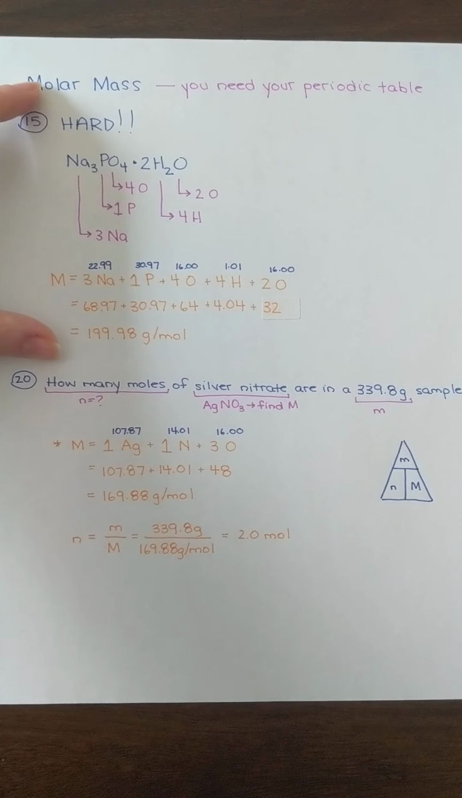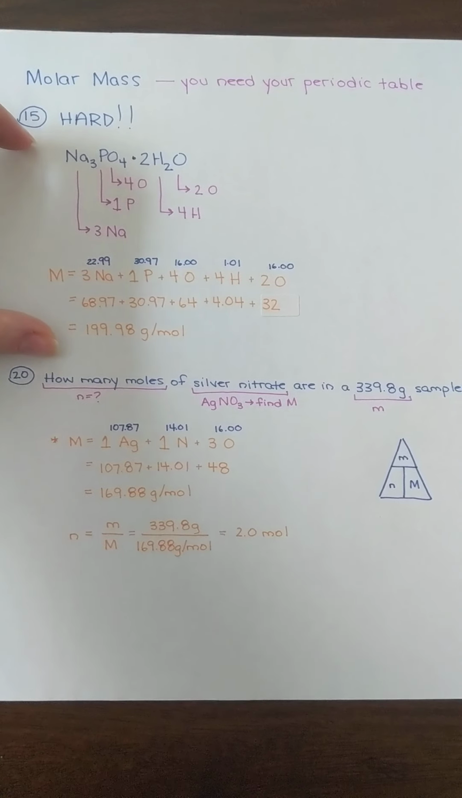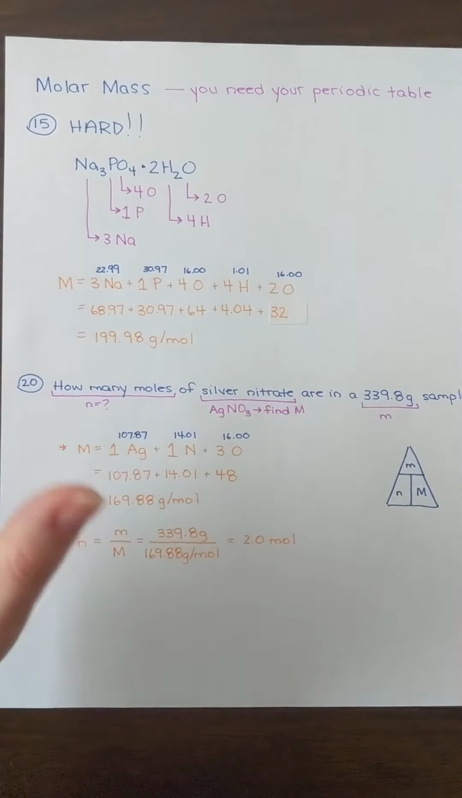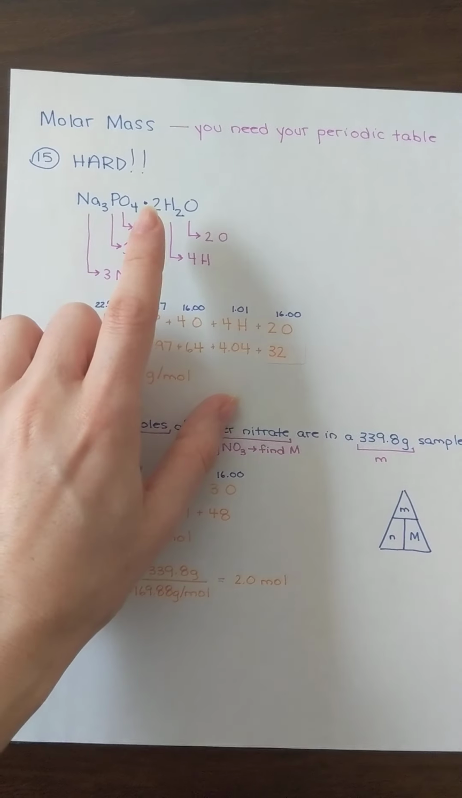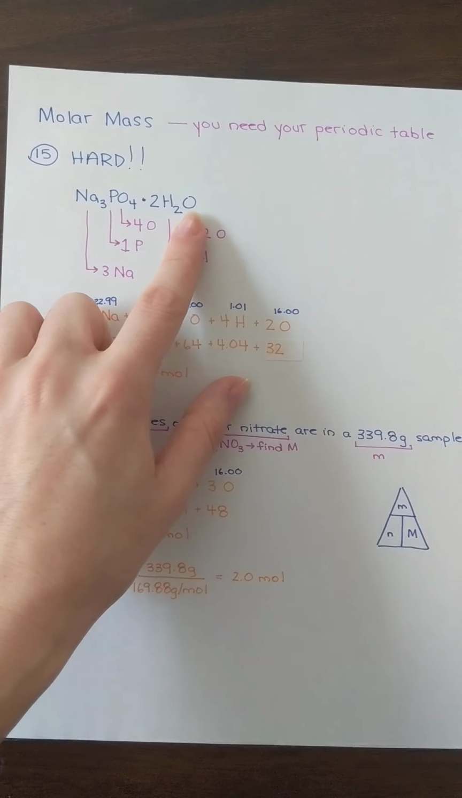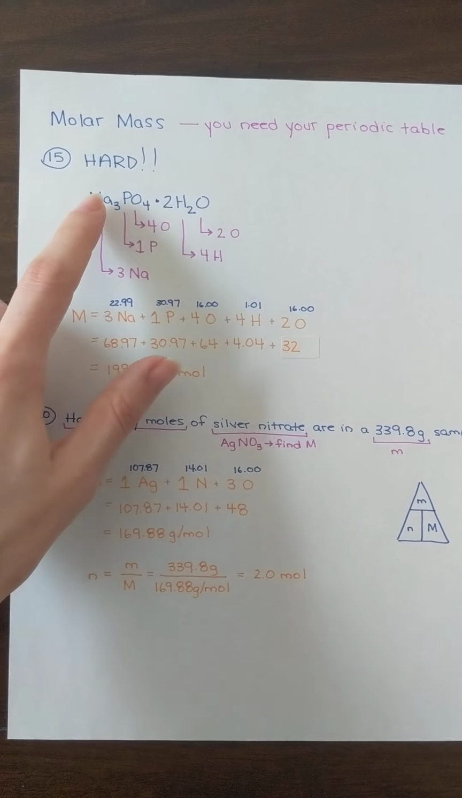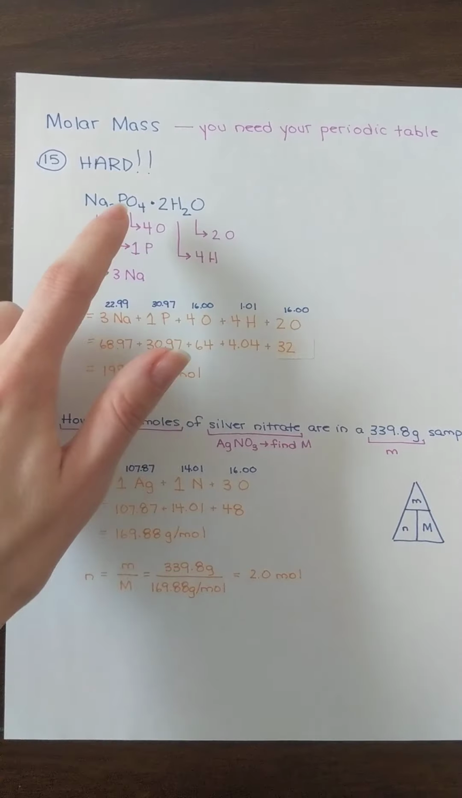So I picked the hardest one I could find on the worksheet, number 15, and you'll have to grab your periodic table so that all these values make sense. This one's hard because it's got this weird dot 2H2O. So before that, I think we'll be able to find that we have 3 sodiums, right?